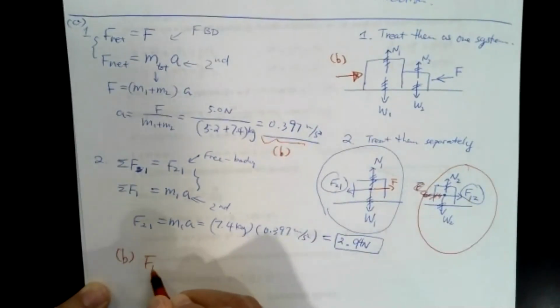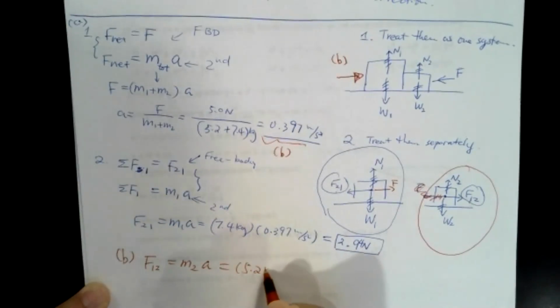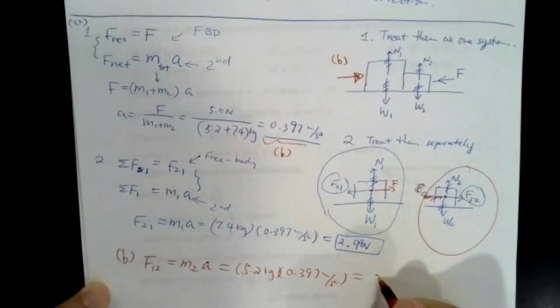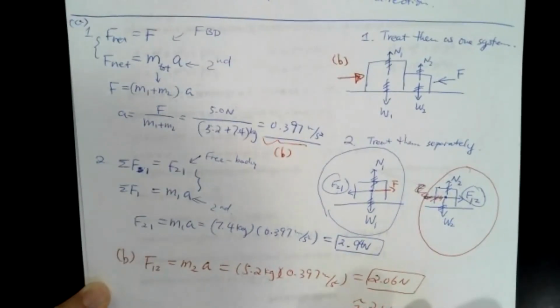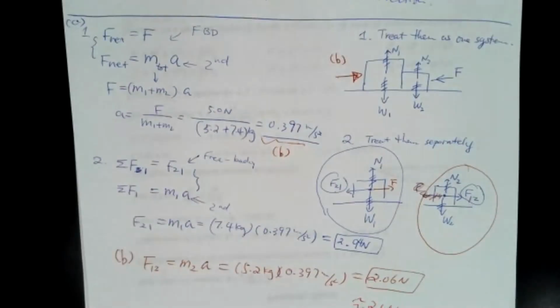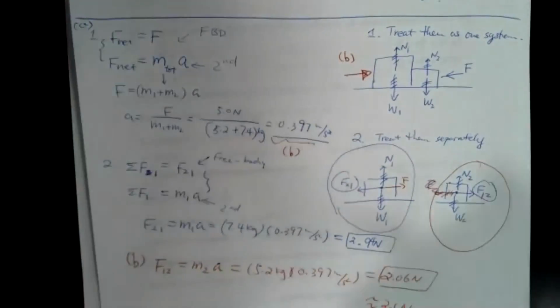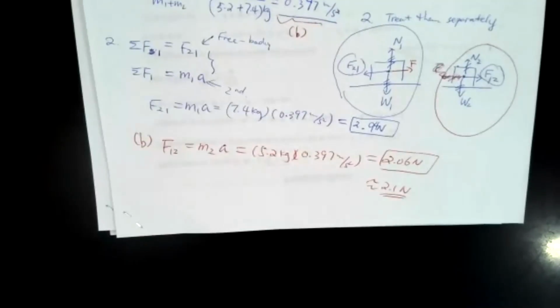So on B, F21 should be equal to M2 times acceleration, 5.2 kilograms times 0.397 meters per second squared, which would be roughly 2.1 newtons. If you follow the steps, you'll figure the answer out that way. So you'll see that if force is applied on different objects, then the contact force will be different. You don't get the same contact force. It depends on which object you are applying your external force to.